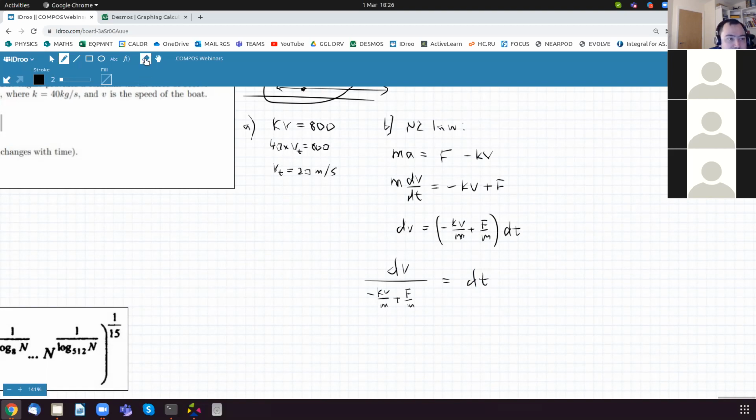I'm just going to make my life a little bit easier. So I'm going to take the 1 over m out. That doesn't really change anything. It just makes my life a tiny bit easier, so now I don't have to deal with these fractions on the bottom. That's F.